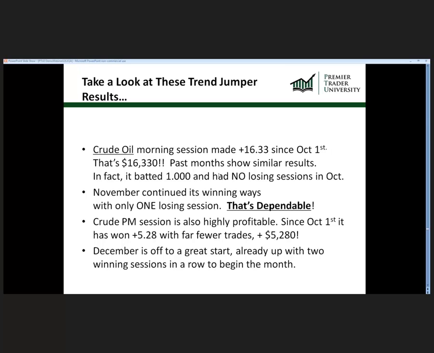So think about your confidence when you know that virtually every session you start and you follow these plans, you should end up profitable. Not every session. I mean, we can't guarantee every month will be like October and November, but that should tell you right away that October, November, and December is already doing great, that the majority of the days you start, you will finish on the positive side of the ledger.